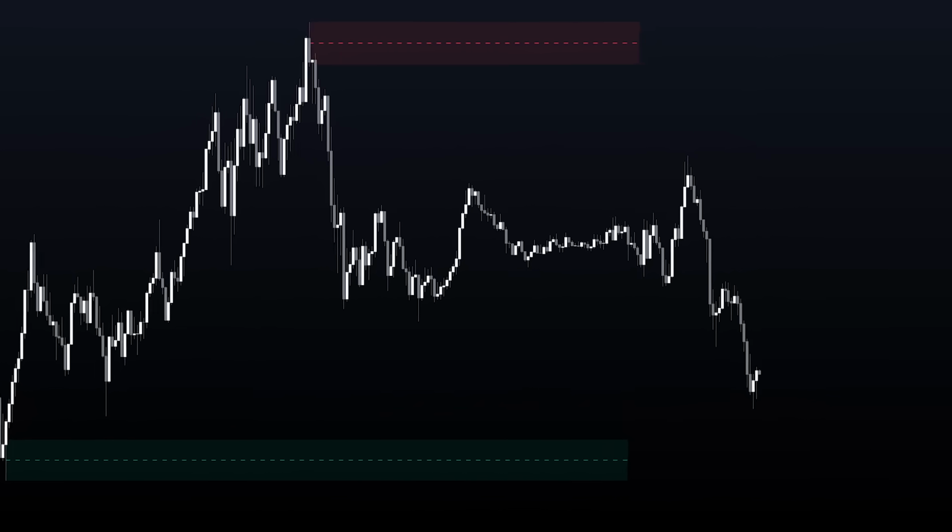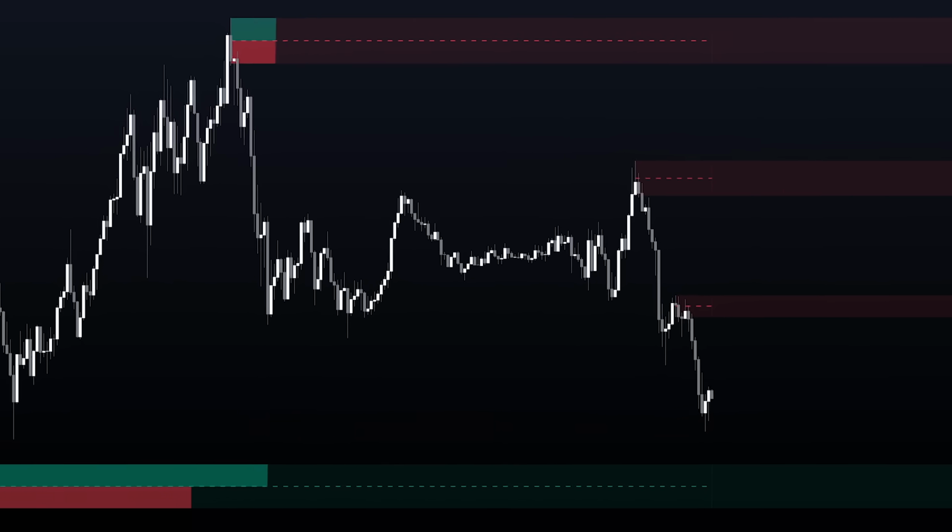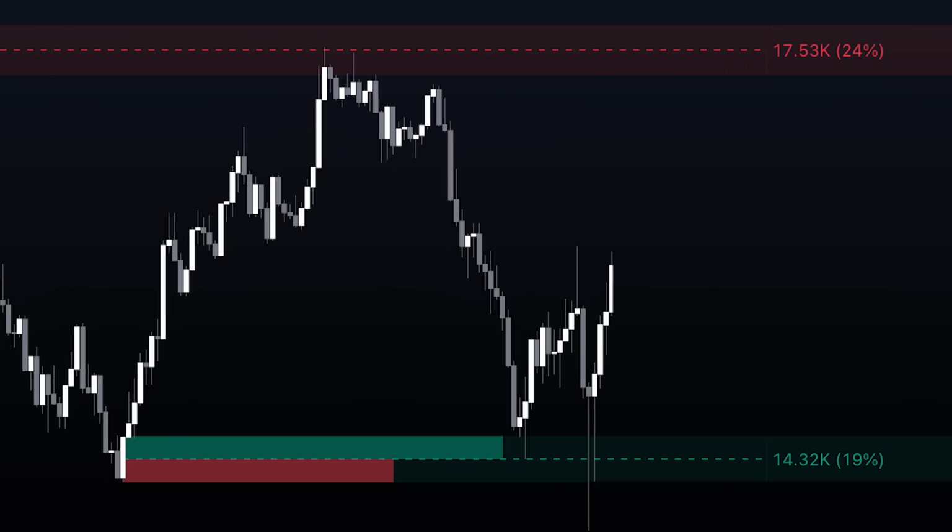We hope this video helps you better understand how order blocks are constructed in the toolkit, exactly how they work, and can be used in your day-to-day trading.